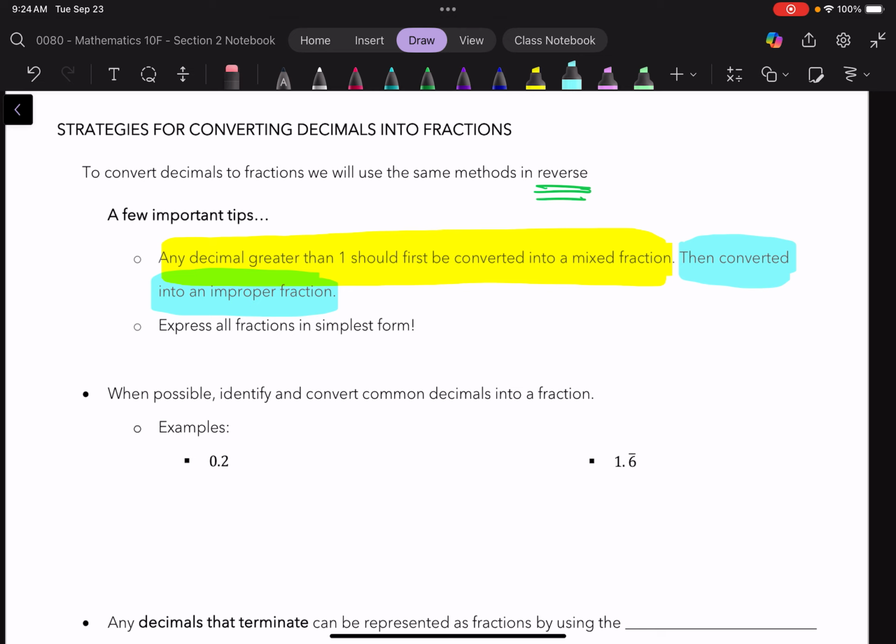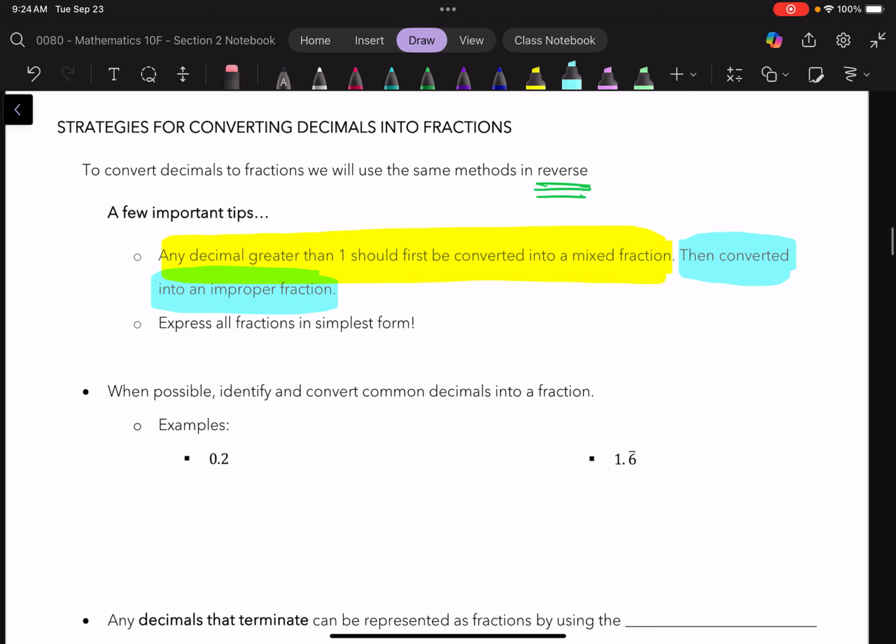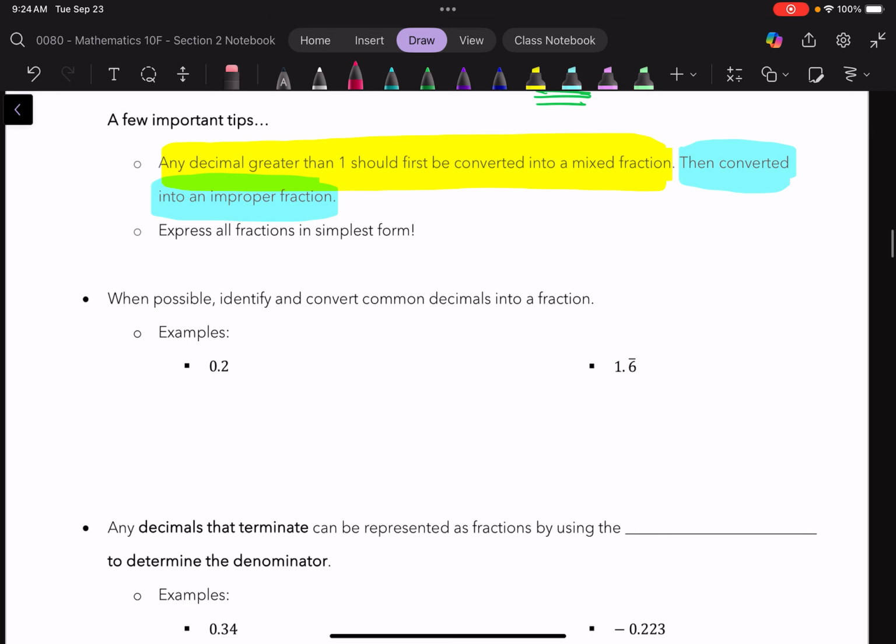It's hard to go straight from a decimal value that has a whole number or an integer that is not 0 on the left-hand side of the decimal into improper fractions. So we're going to go mixed first, then improper. Last but not least, we want to make sure all of our fractions are in simplest form.